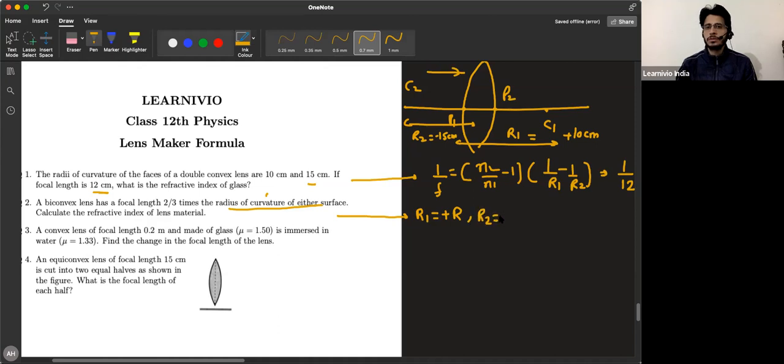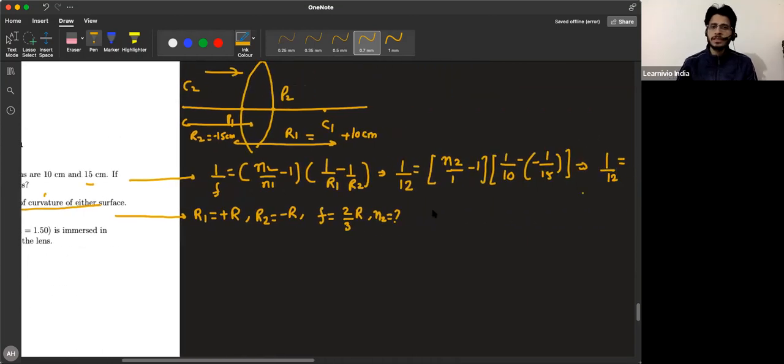R2 is minus R. Focal length is 2 by 3 times the radius of curvature. I need N. See, N1 is not given. That means N1 is 1 here. Let's apply the Lensmaker formula again. This is the Lensmaker formula. Just substitute these values here.